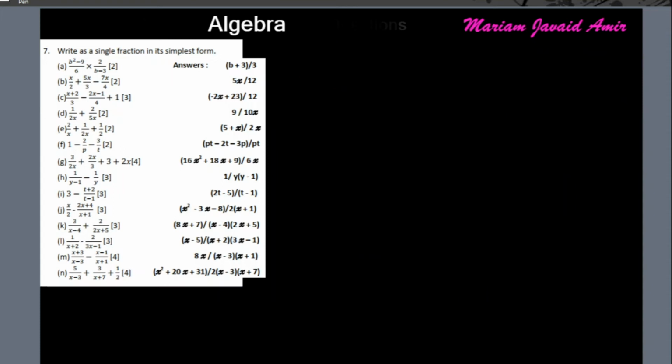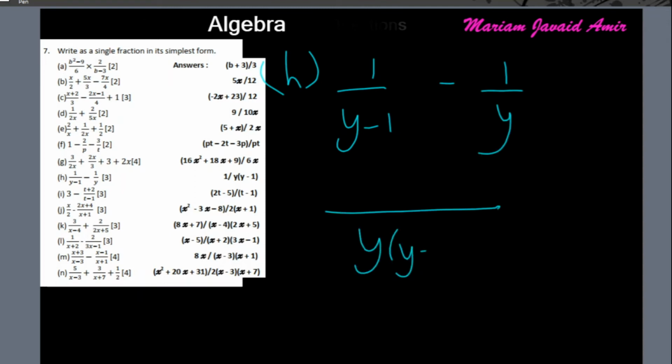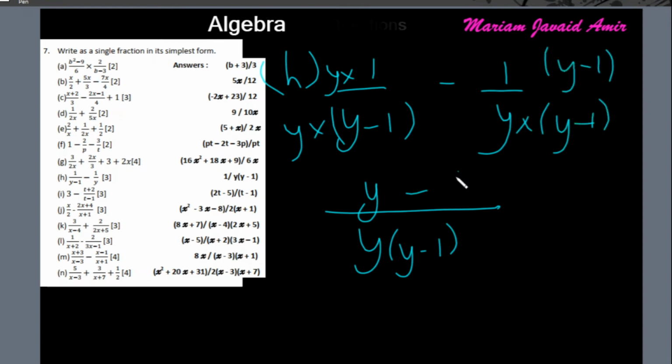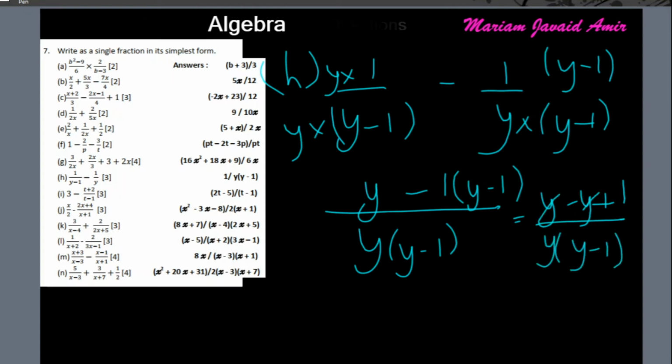Part H is 1 over y minus 1 minus 1 over y. So the LCM now will be y times y minus 1. Multiply this with y and this with y. So we get y minus, multiply this with y minus 1 and this with y minus 1. So minus 1 times y minus 1. Open the brackets, we'll get y minus y plus 1 over y times y minus 1. So these two get cancelled, we get 1 over y minus 1. Okay, this is part H.